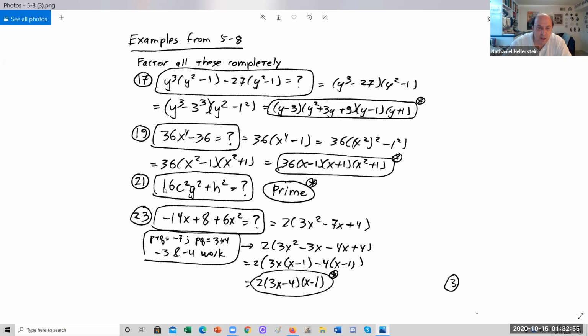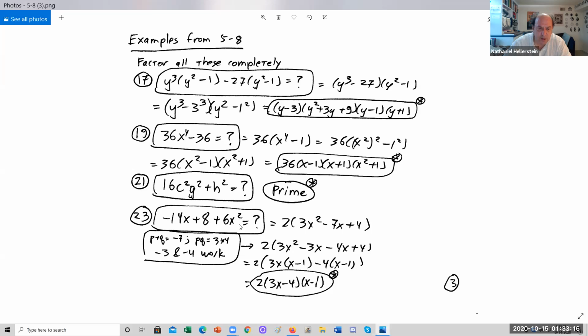Now here, 16c squared g squared plus h squared. This is really a sum of squares, and we can't factor that yet. So this is not factorable or called prime. It's to polynomials as prime numbers are to integers. So we'll leave it like that.